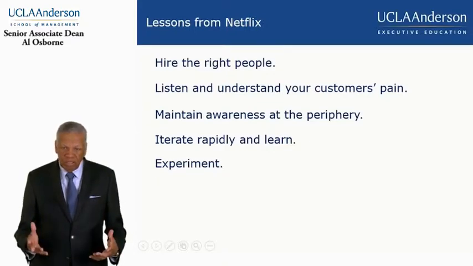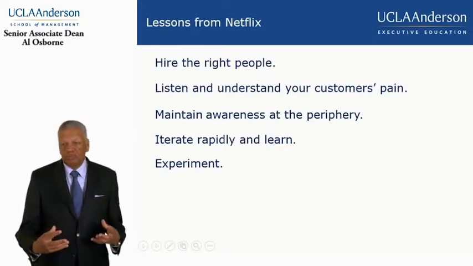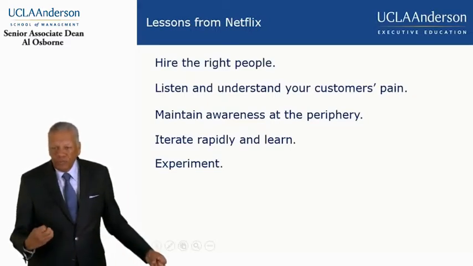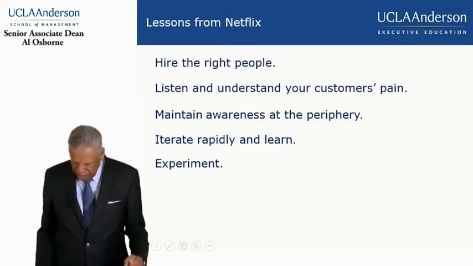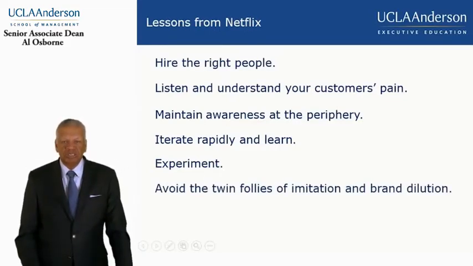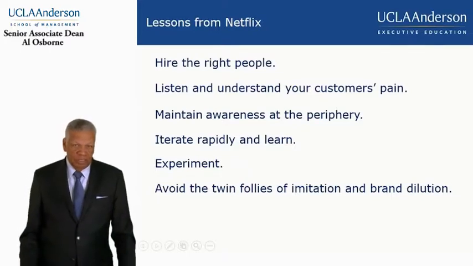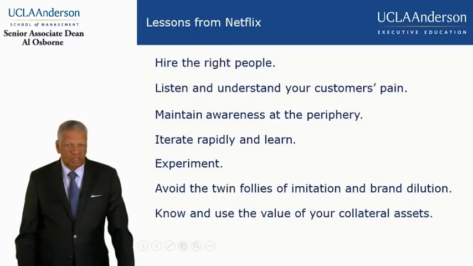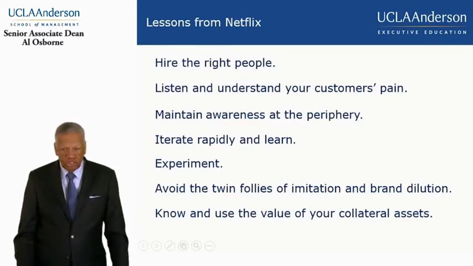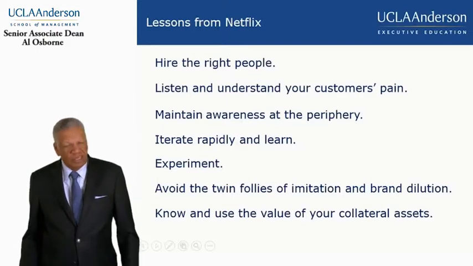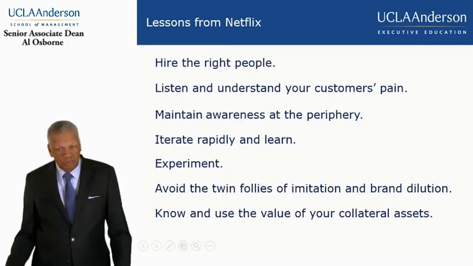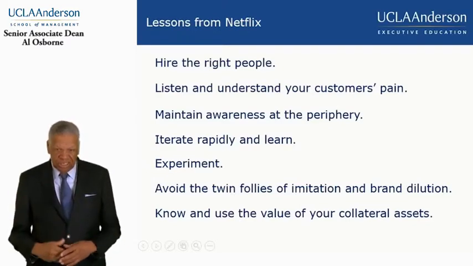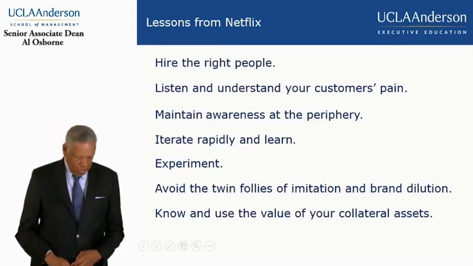So you have the right people. You understand how your customers' pain is changing. You're willing to work at the periphery and learn from the periphery even before it becomes mainstream through experimentation. Avoiding, therefore, the follies of imitation and brand dilution allows you to be successful because you can know and use the collateral assets that you have. The content married together with the distribution channel, for example, are two ways in which the collateral technology is useful to your success.